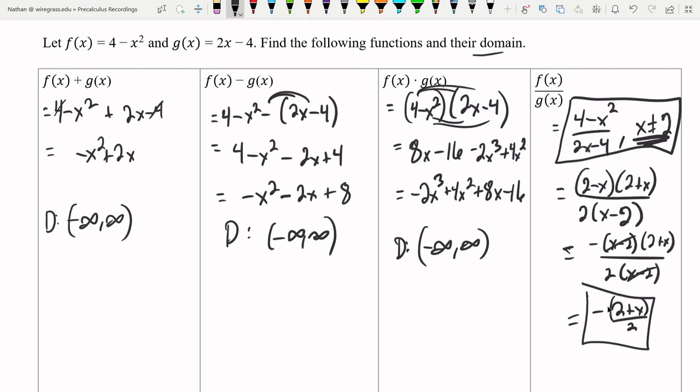All this is a simplification from this statement. So you have to think of this as the original function. So our domain changed once again. These things had everything in the domain. All the previous ones, everything in the domain. This one now has everything but 2. That's the domain for this last function.